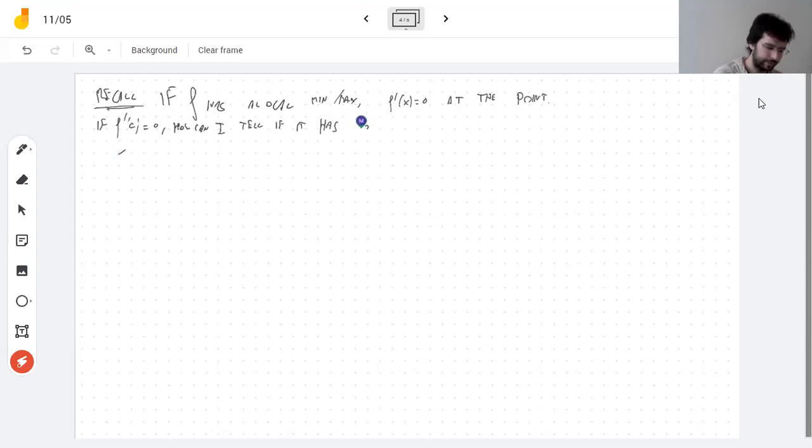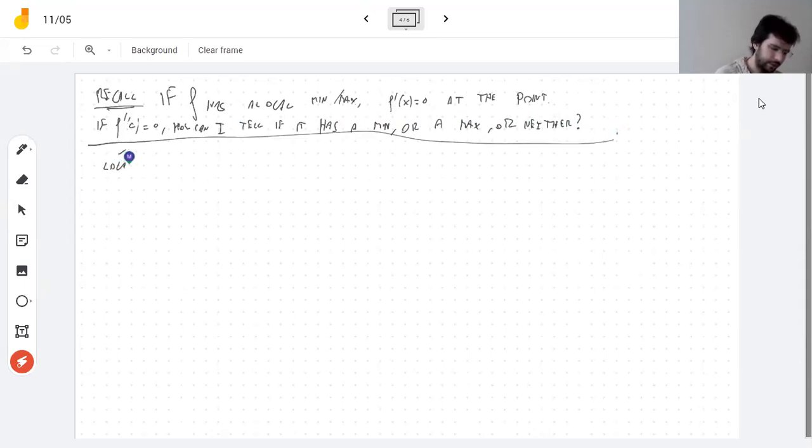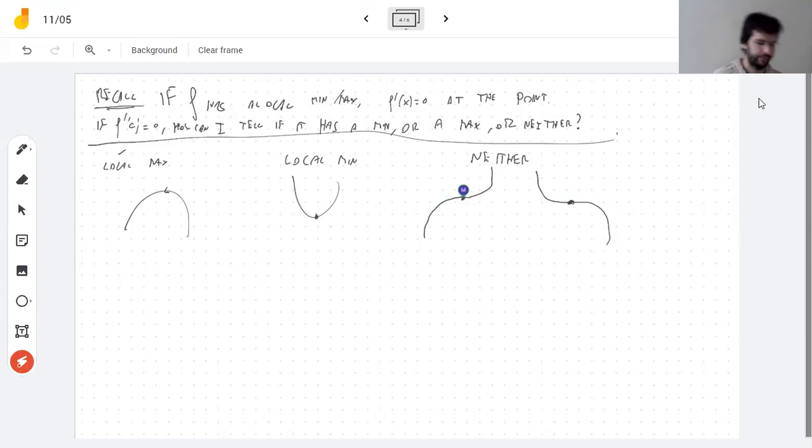So that's the next question I want to answer. And the thing is, this is what a local max looks like. This is what a local min looks like. And this is what neither looks like. It has to have a horizontal tangent, so the function becomes horizontal at a point, but it's neither a local min nor a local max. So what's happening is that this function goes up. If it goes up to a point and then down, that's a local max.